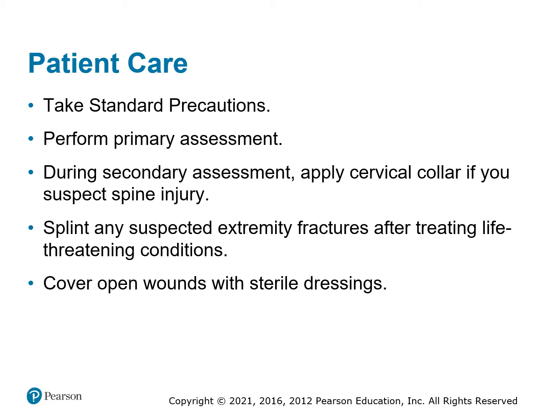Then you'll move into that secondary assessment, and this is the point where if you suspect a cervical spine injury that you're going to apply the C-collar. Now you're going to move into the extremity areas where you might find fractures after you've treated the life-threatening conditions. You want to, at this point, splint any of those suspected fractures. Make sure you're checking that PMS previous to splinting and then rechecking it again after you splint, and then cover any open wounds with sterile dressings, and control any bleeding that may be occurring with it.